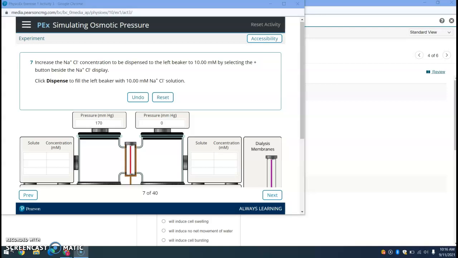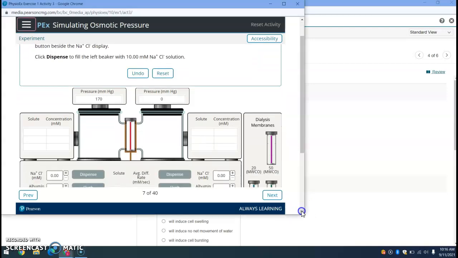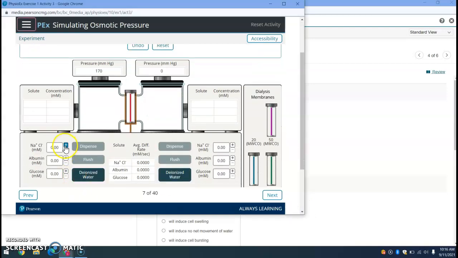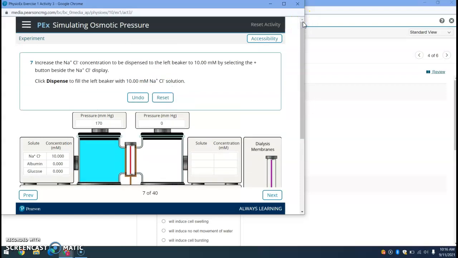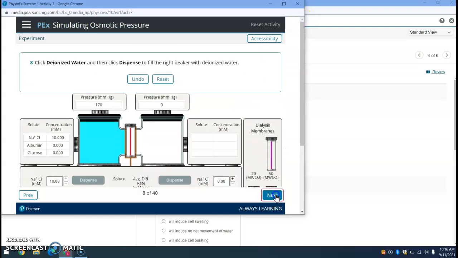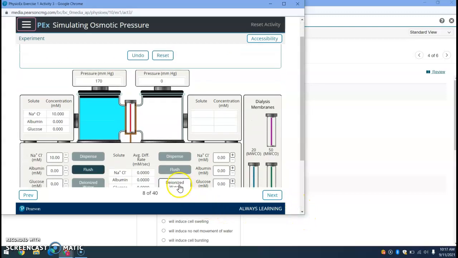I'm sorry, I had to take a break and go back and read the instructions. So now I'm on the next step. Notice that the pressure, well, that doesn't matter right now. It says increase the concentration of sodium to 10 millimolar. And then dispense. All right. And then the deionized water in the right beaker. Dispense.